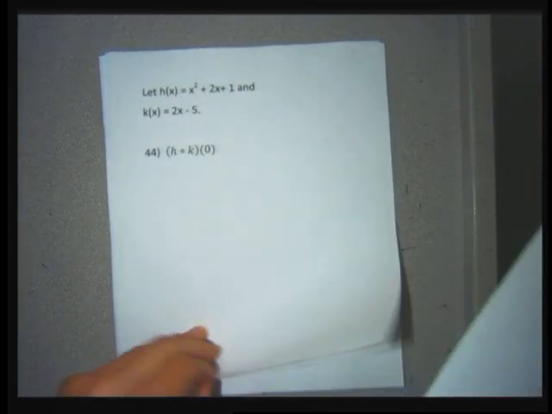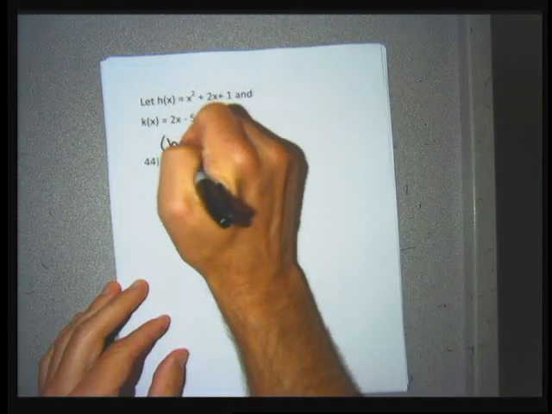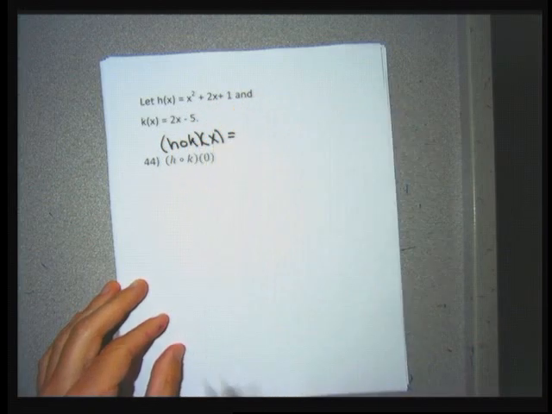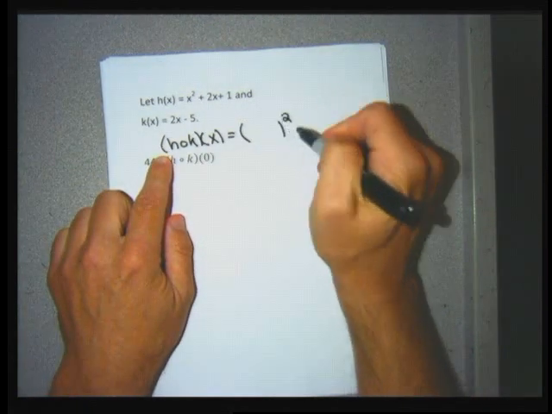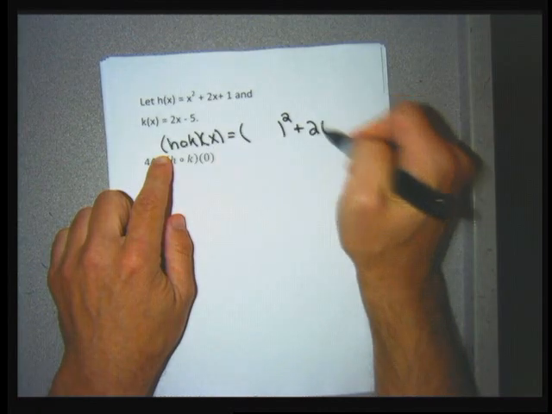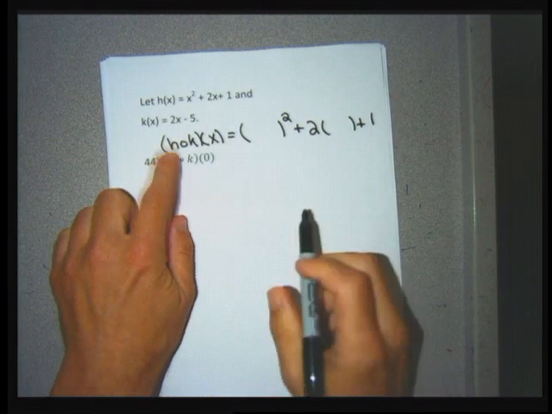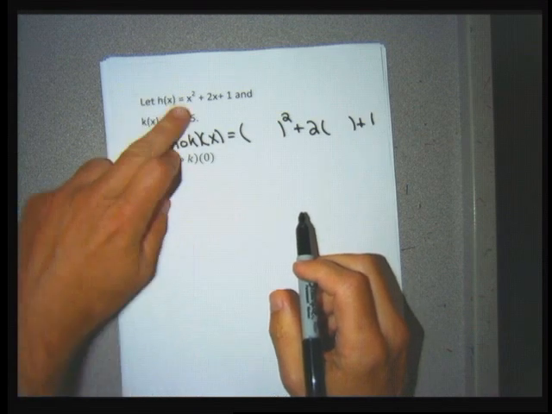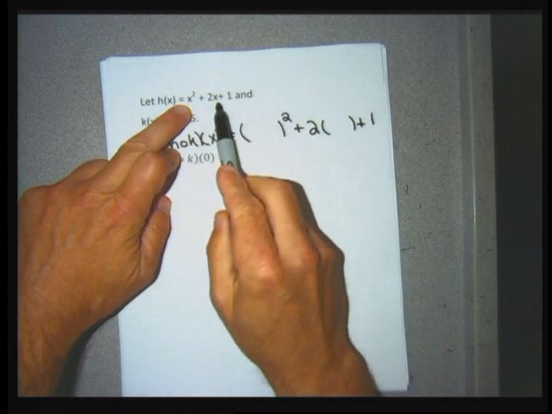Problem 44 wants me to do h composed with k of 0. First thing I need to do is h composed with k of x. To do h composed with k of x, I write the h function, x squared plus 2x plus 1, without the x's. Because the h is written first in its composition, I write the function h without the x's. I leave a parentheses where the x's were.